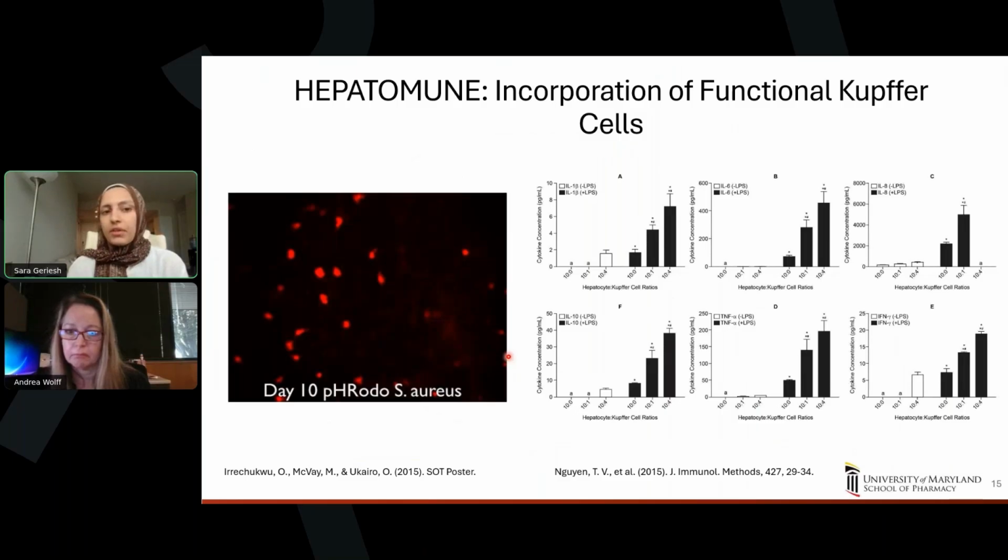And finally, for HEPATOMUNE, as it includes functional Kupffer cells, this can help to detect immune-related DILI or toxicities. And here, this data shows some cytokine release in response to LPS, which shows the activity of Kupffer cells. And on the other side, this is a phagocytic response to Staph aureus after 10 days of Kupffer cell culture.